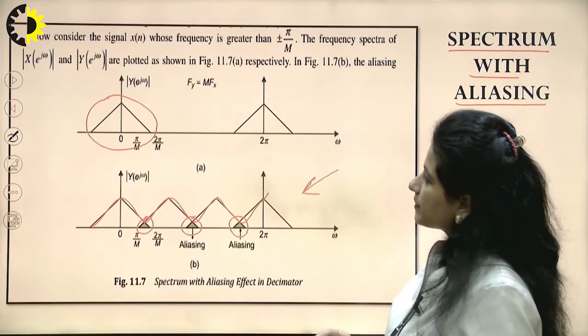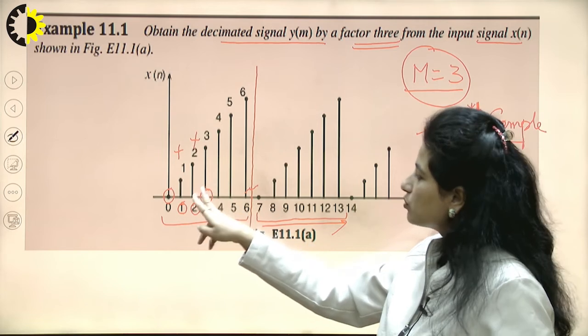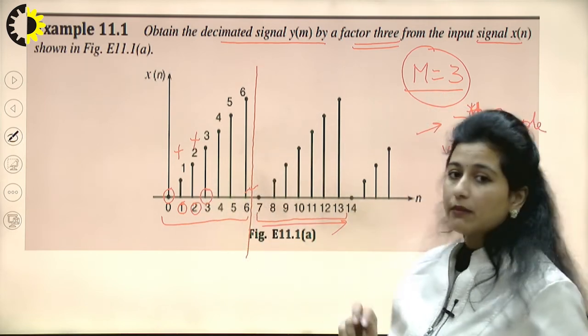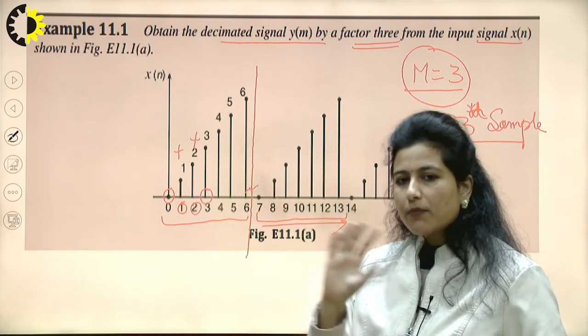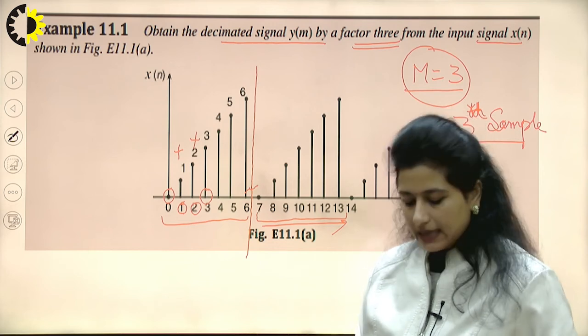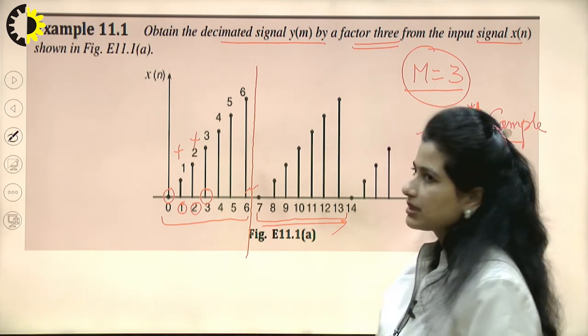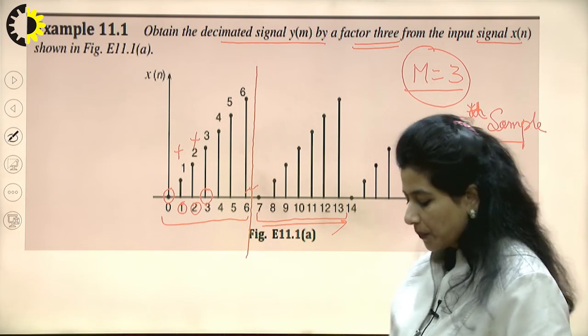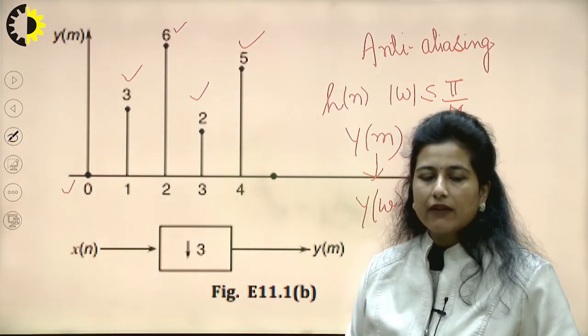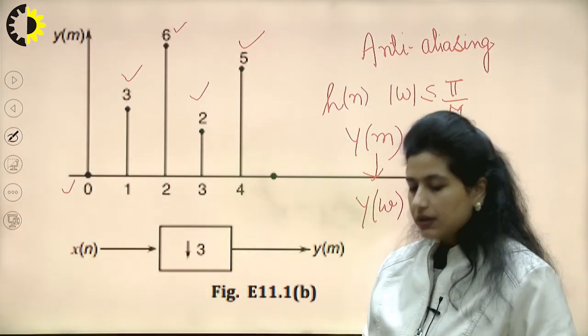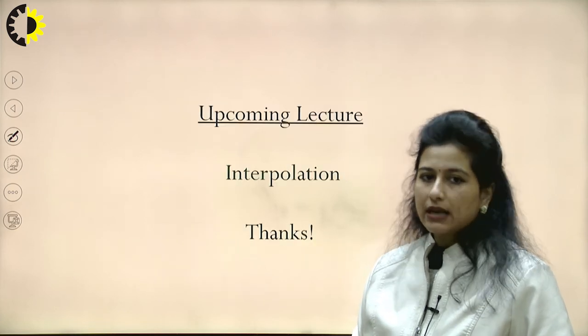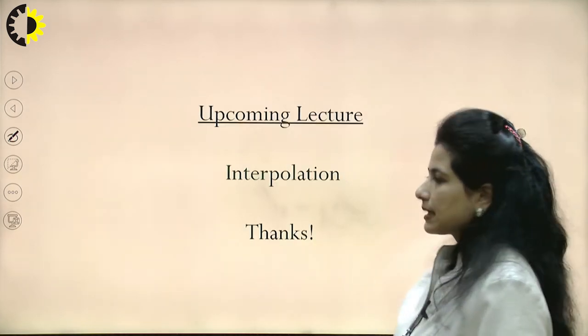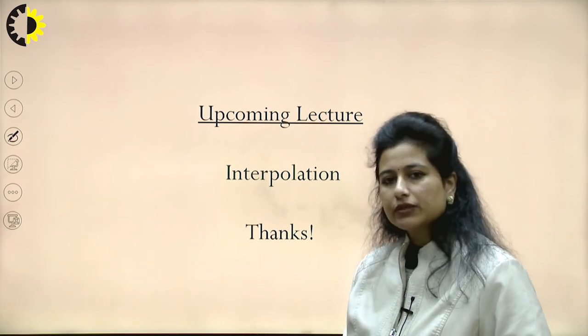So even after losing every 2 samples out of the given samples, the shape of my signal remains the same. This is how decimation is implemented without aliasing. Another algorithm that we have to see is for the interpolation process, increasing the number of samples, which we'll be discussing in the next session. That's all for this session. Thank you.